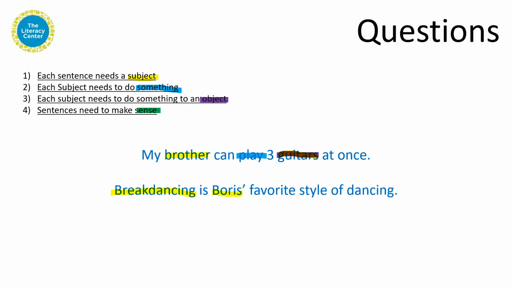But in the test, for the high school equivalency, you'll be expected to know. You'll be expected to know what a subject is. You'll be expected to know what a verb is or an object. And if you do know, you stand a much greater chance of succeeding.